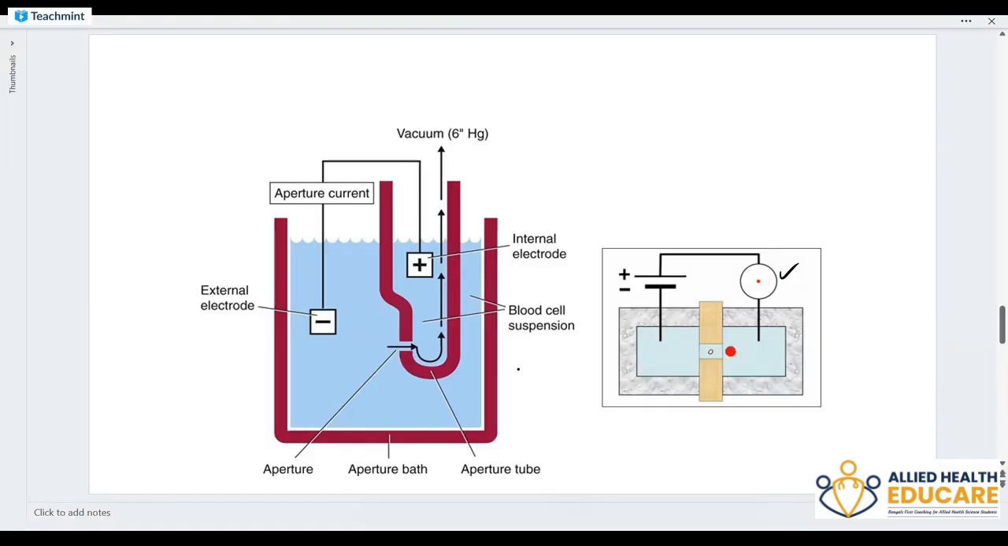Now you can see more prominently what actually happened. This is the cell. The red cell is moving towards the aperture. As the cell gets closer to the aperture, the pulse is formed, and as it moves further from the aperture, the pulse ends.